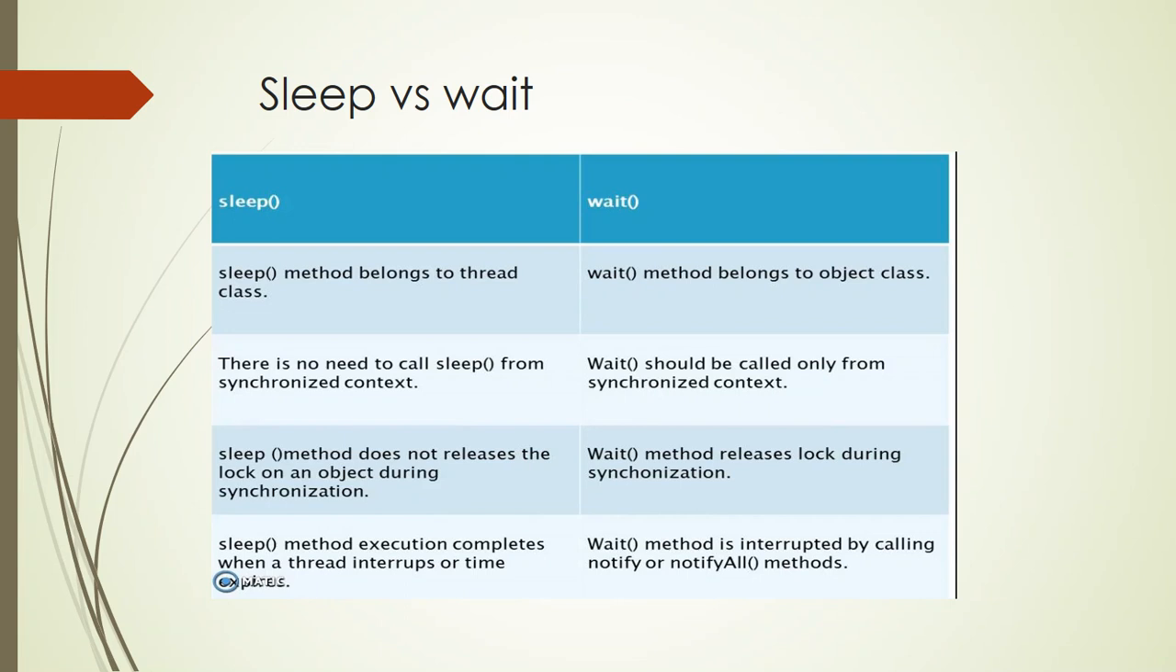other threads can execute. And wait should always be used from a synchronized context. I mean, we can use wait only from a synchronized block or synchronized method. But sleep we can call anywhere. And wait belongs to the Object class, whereas sleep belongs to the Thread class.